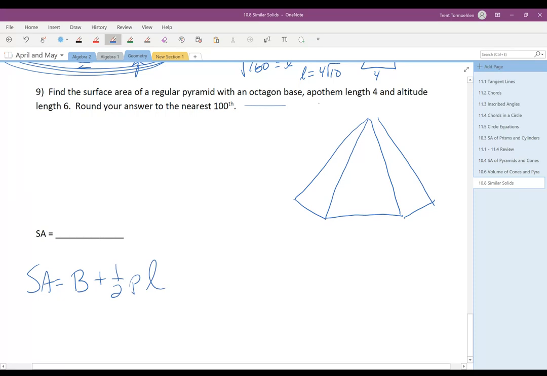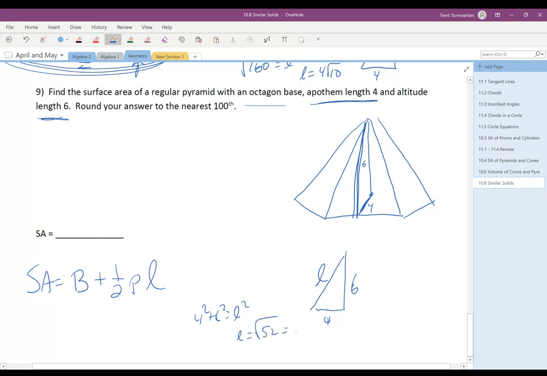You're given the apothem, and you're given the altitude. So that means the apothem is this value right here. So that's 4. And the altitude is that value there is 6. And so that means we can find the lateral height pretty easily. If we do this right triangle with the apothem, altitude, and L value, that turns out to just be 4 squared plus 6 squared equals L squared. So L turns out to be square root of 52, which is 2 root 13.